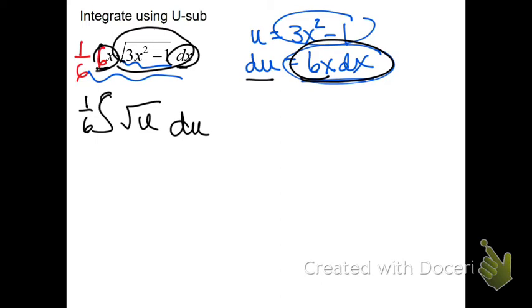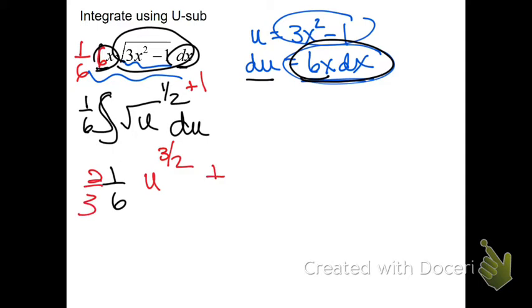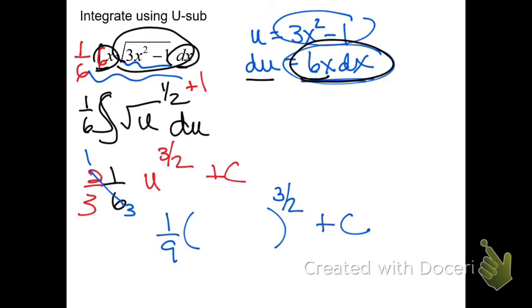Okay, so this tells me I still have to integrate. So I bring down my 1/6. This is u to the 1/2. I'm going to add 1 to that, which gives me u to the 3/2, and divide by 3/2, which is the same as multiplying by 2/3. Simplifying just that, the 2 and the 6 can cancel, and I get 1/9 u to the 3/2 plus c. Change u back into what it was. Okay, that's just a review from yesterday.